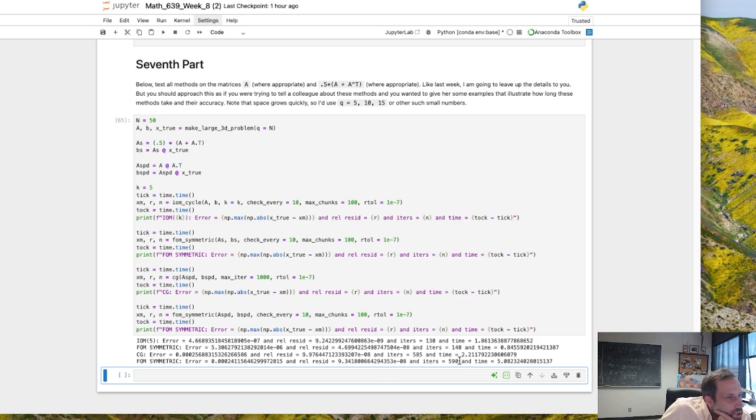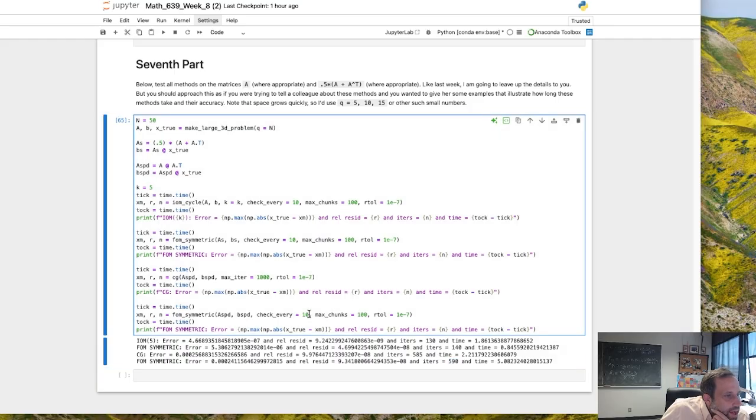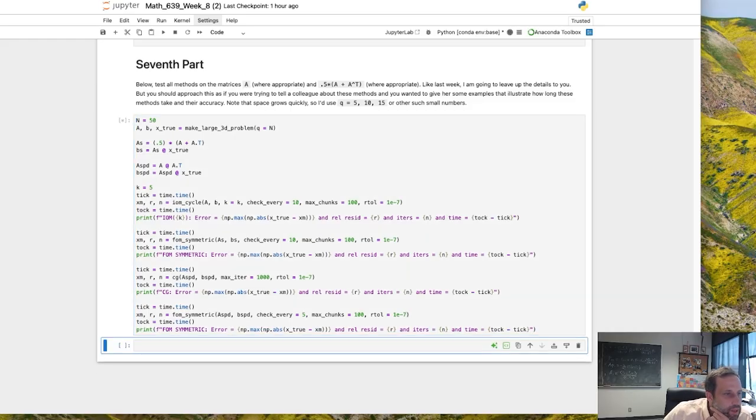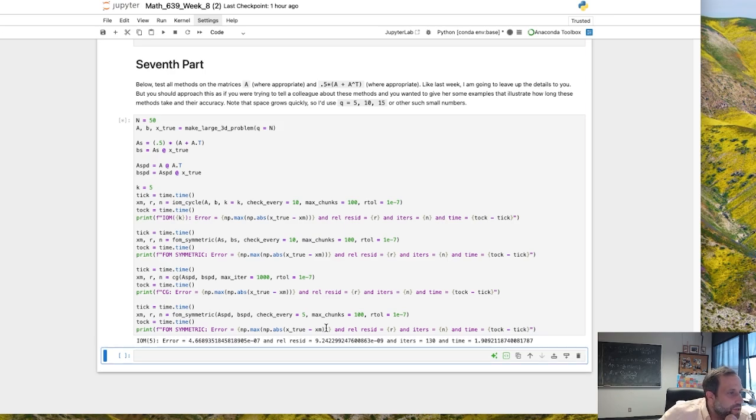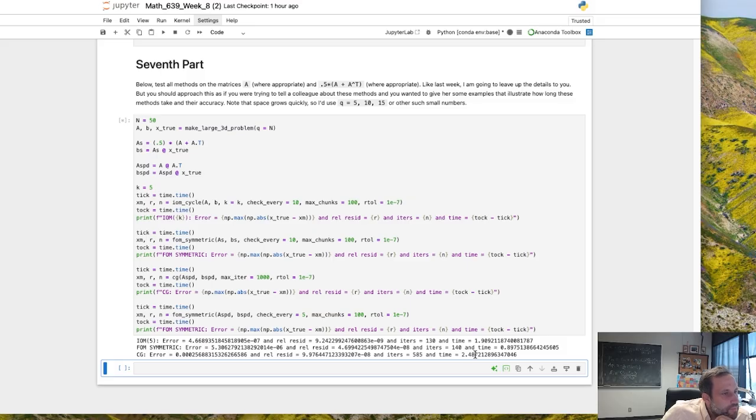So the FOM symmetric algorithm, it's surprising to me that it took 590 iterations. Oh, I bet that's simply because we were doing check every at 10 instead of 5. I think probably something else is because when we do the checks for the FOM symmetric, that takes a little bit more time. I'm surprised that it takes twice as long to run. Going to 5 more iterations, I think, is just because we were checking every 10 instead of 5.